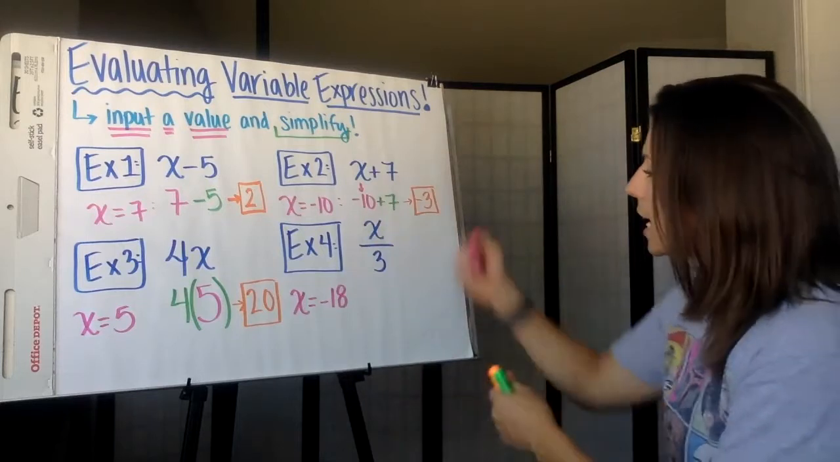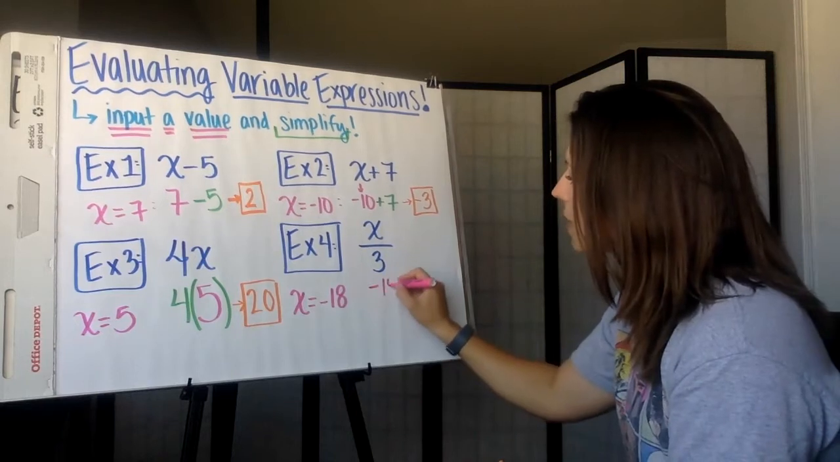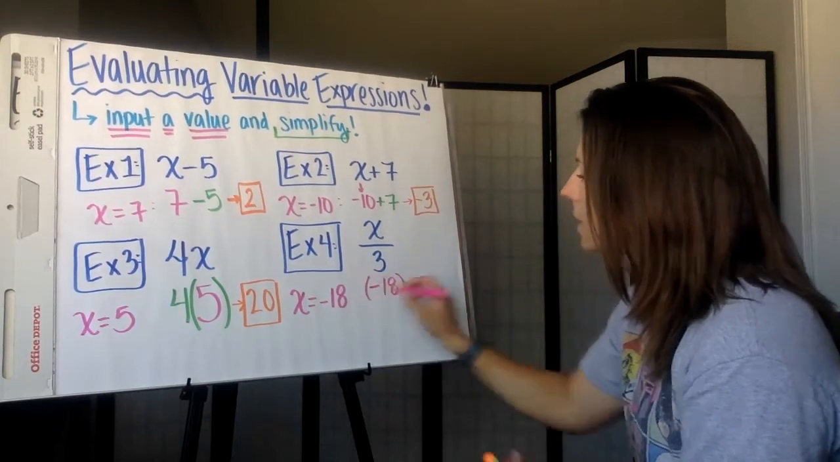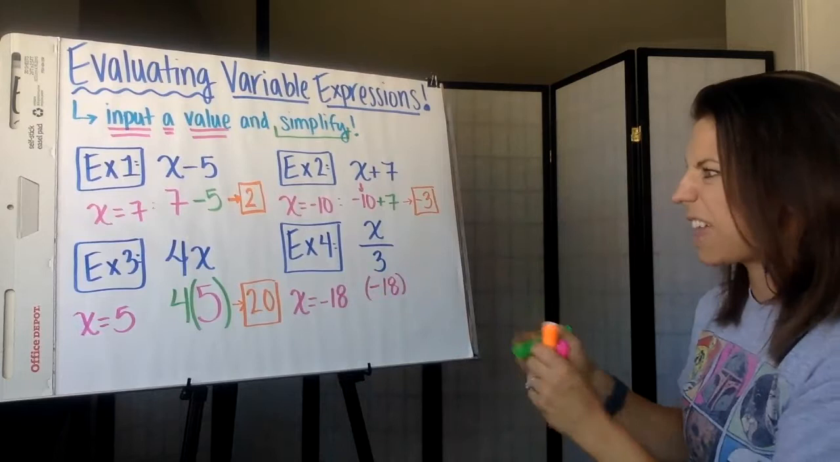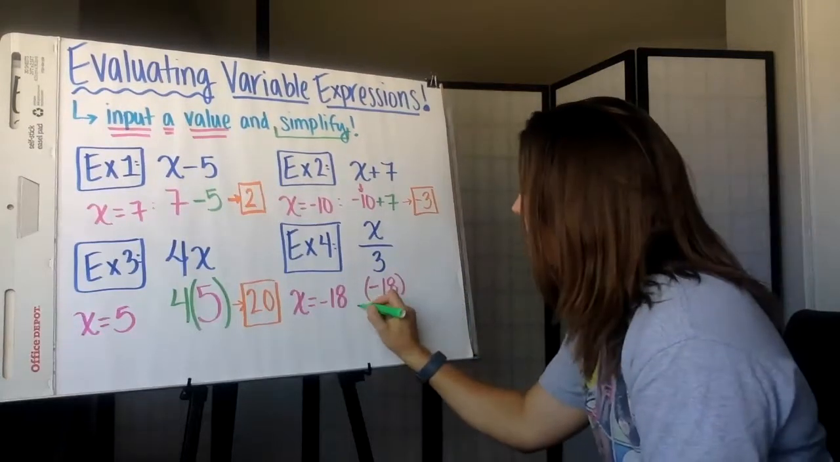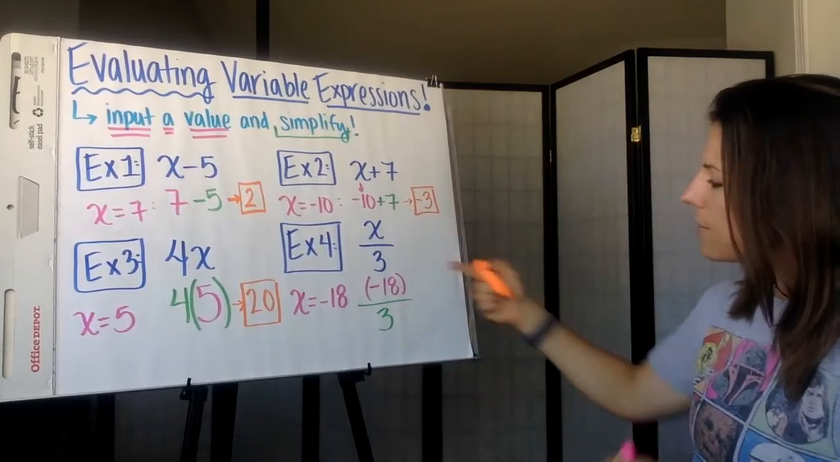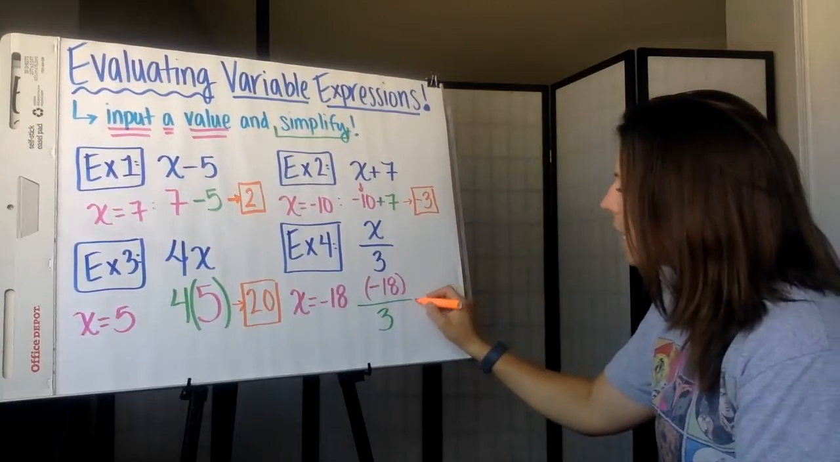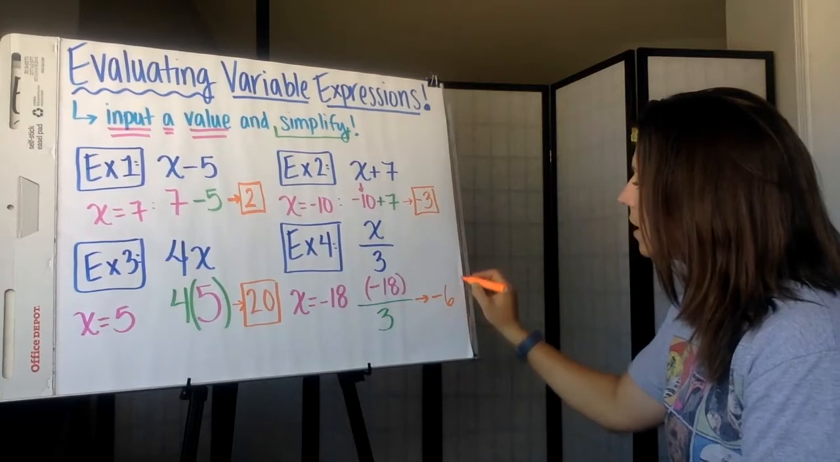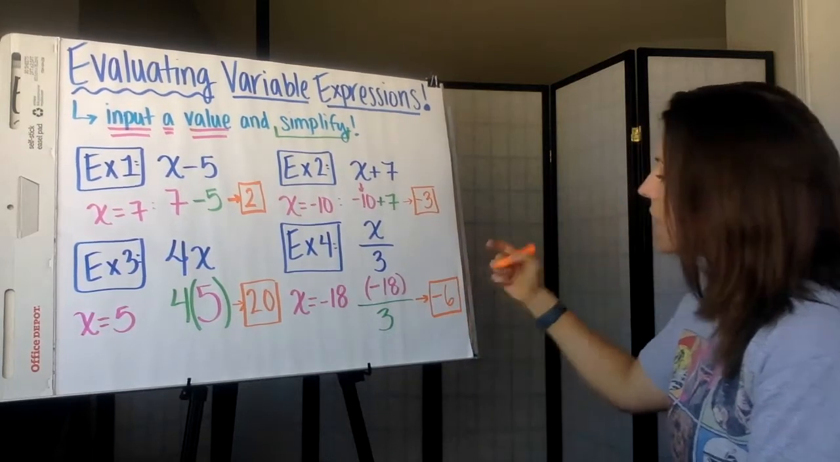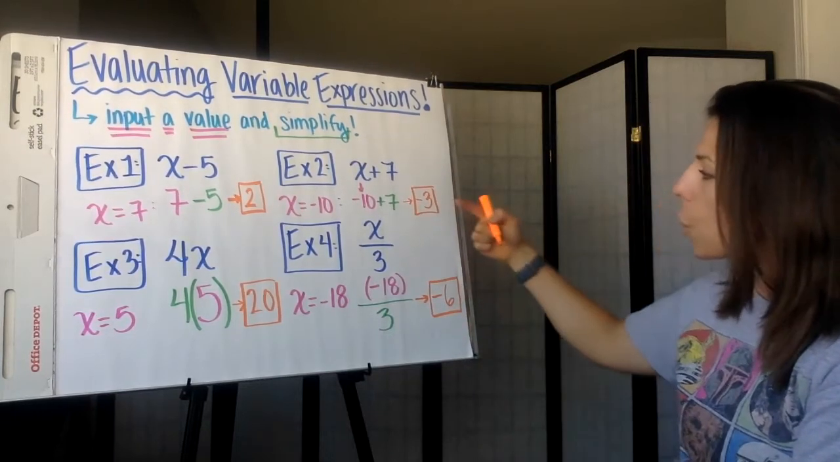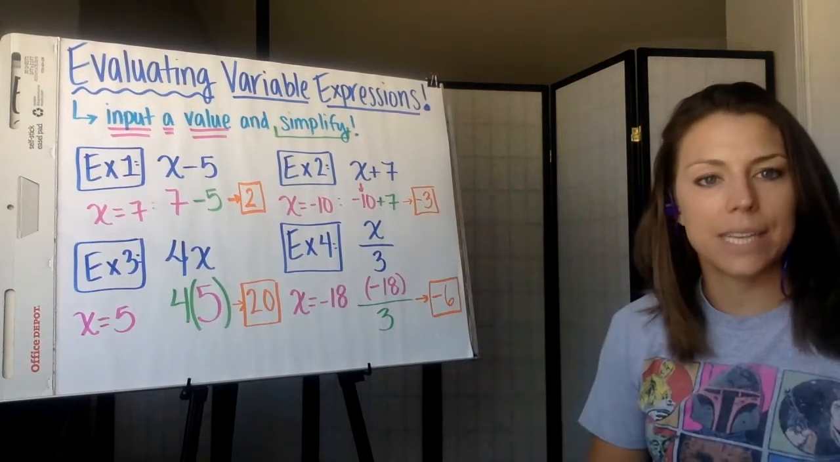Okay, let's plug it in. Here we go. So it's still a quotient. Now the numerator is negative 18. I'm going to go ahead and put that in parentheses just because I don't want to forget that it's actually negative. Divided by 3. And negative divided by positive is a negative. Negative 18 divided by 3 is negative 6. So we would call this the value of the expression when x is negative 18.